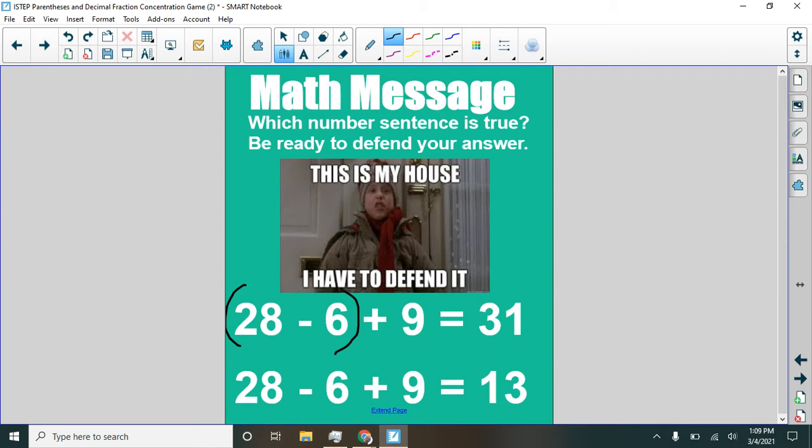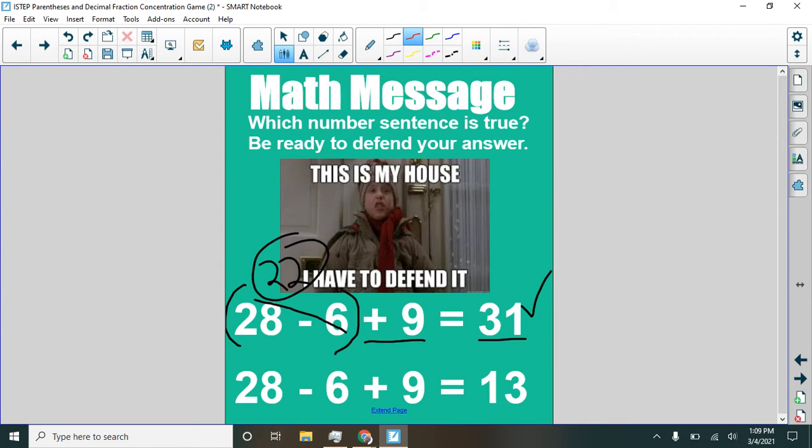So here, if we put parentheses in this number sentence, it says 28 minus 6, and that equals 22. And then 22 plus 9 equals 31. Yep. Did you say 31? Well, let's look. What if you said the bottom one?